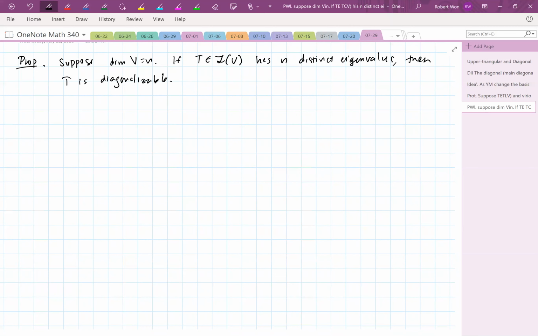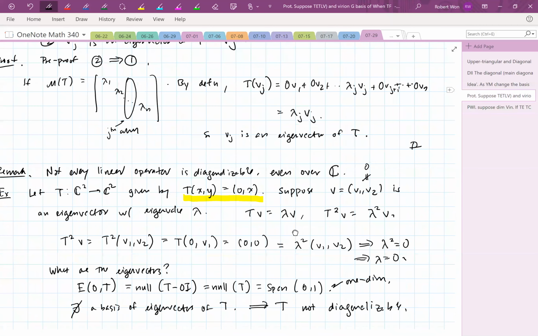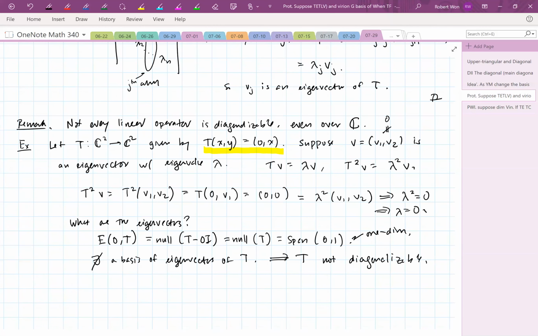So if you know that you have enough different eigenvalues, you can definitely diagonalize, right? That is something that failed in this example. In this example, T only had a single eigenvalue. But if T happened to have 2 eigenvalues, you would know it must be diagonalizable because you can just take the two eigenvectors.